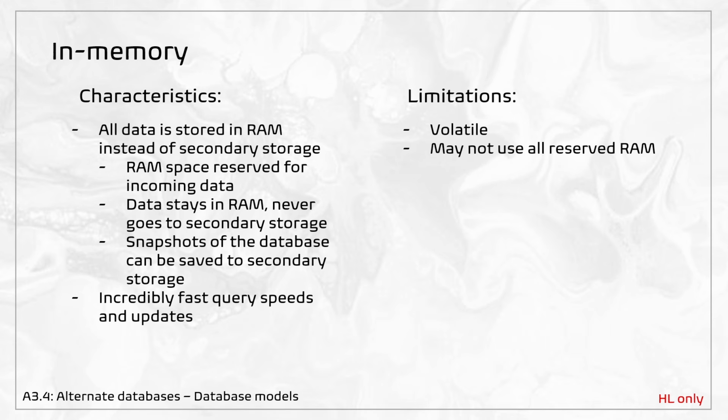And lastly, we've got in-memory databases. These are databases that are stored in your RAM. A portion of your RAM is saved for these kinds of databases. In-memory databases are blazingly fast, but they suffer from the same drawback as RAM. They're volatile, meaning that they're deleted once the power cuts off. Some in-memory databases can take snapshots to be saved in secondary memory to circumvent this. Also, in-memory databases might not use all the space that they're reserving, leading to a waste of RAM.